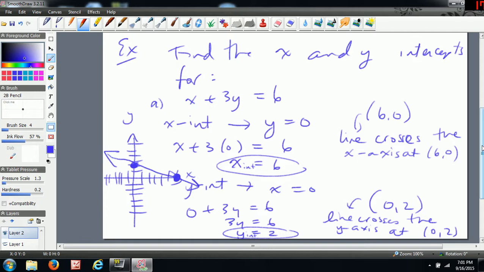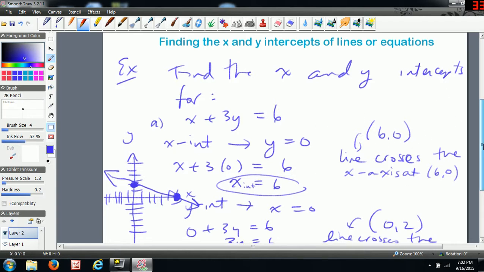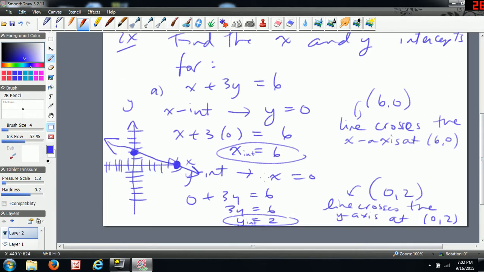And that's how you would do every example. It's always the same method. When you're looking for the x-intercept, you set y equal to 0 and solve for x, and that's how you get your x-intercept, which is 6. That means the line crosses the x-axis at the point 6, 0. And then for your y-intercept, you set x equal to 0. That's what you really have to remember.